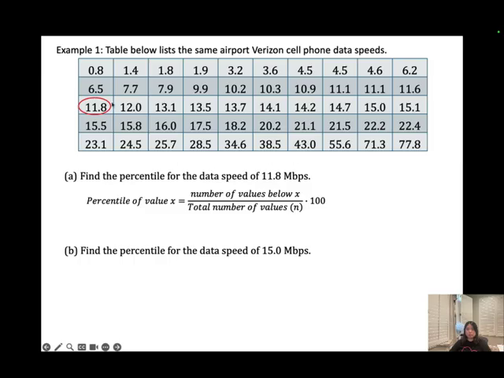How many data are there in total? You can count, there are 10 data in each row. So 10, 20. We have 20 data below 11.8, divided by the total number of data, which is 50. So 20 divided by 50 times 100 equals 40. So we know that the data value of 11.8 is the 40th percentile. So P40 equals 11.8.